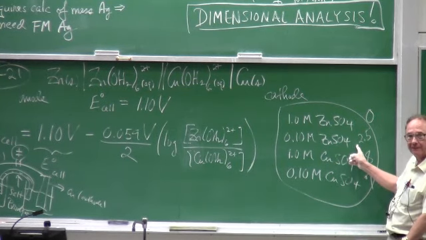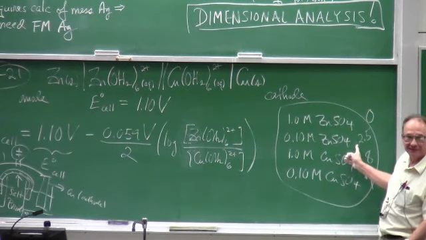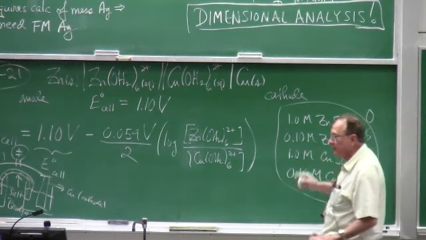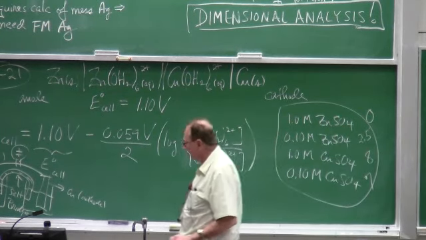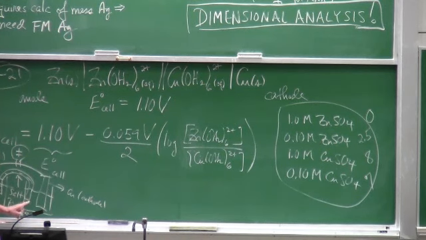2.5 people. I'm going to watch out for this half a person. This 0.10 molar zinc sulfate solution. Where are you putting it? You can put it in this beaker, or you can put it in this beaker, or you can put it in both beakers. I want to know.